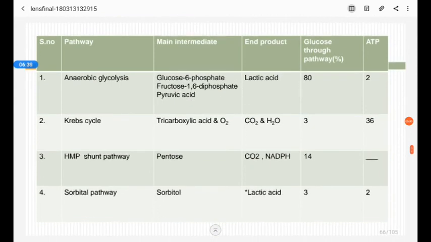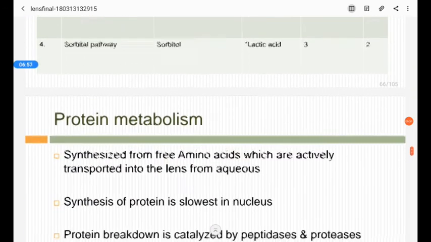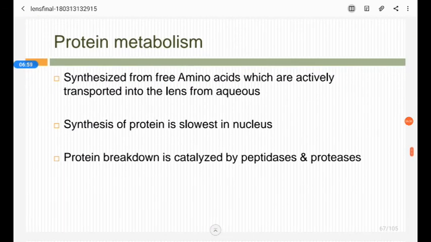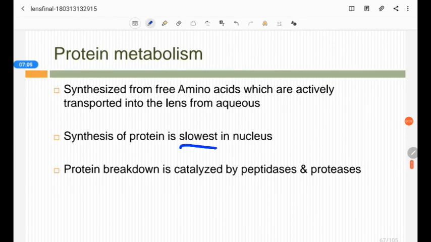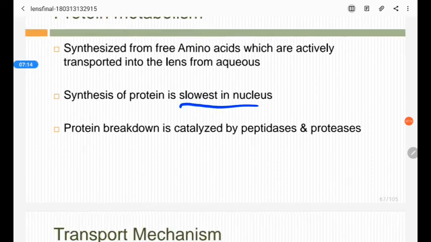Now these are the different pathways that you see in the lens. There is anaerobic glycolysis, and the energy produced is 2 ATP. There is the Krebs cycle that gives around 36 ATP. The HMP shunt pathway, nil. The sorbitol pathway gives 2 molecules of ATP. Protein metabolism: protein is synthesized from amino acids which are actively transported into the lens from aqueous. Synthesis of protein is slowest in the nucleus, and protein breakdown is catalyzed by peptidases and proteases.